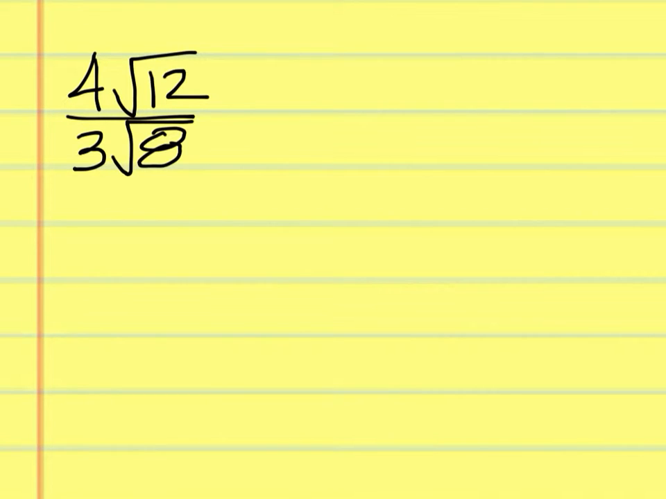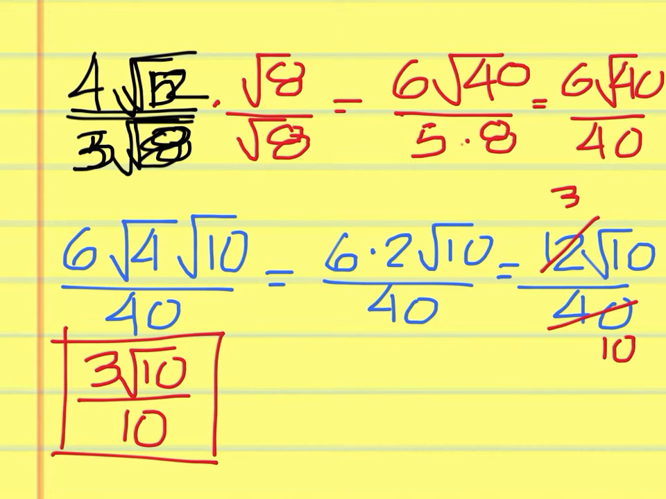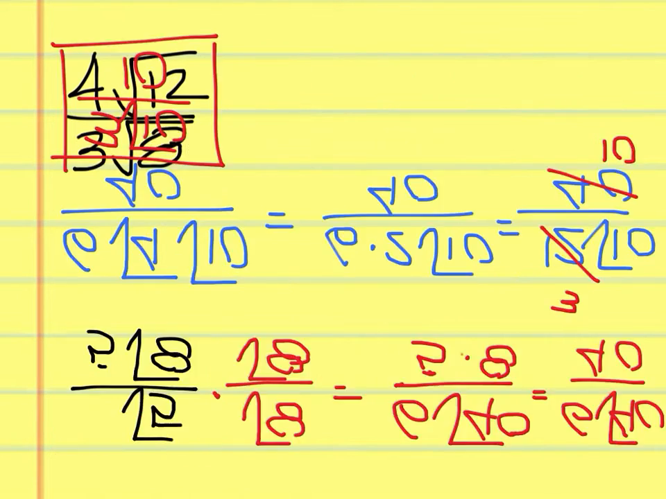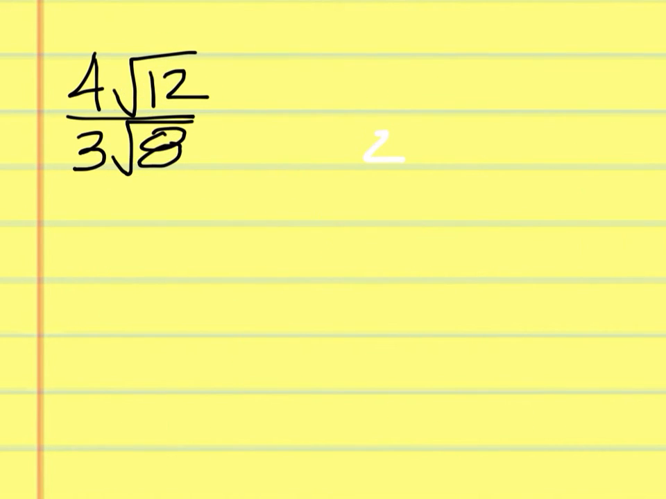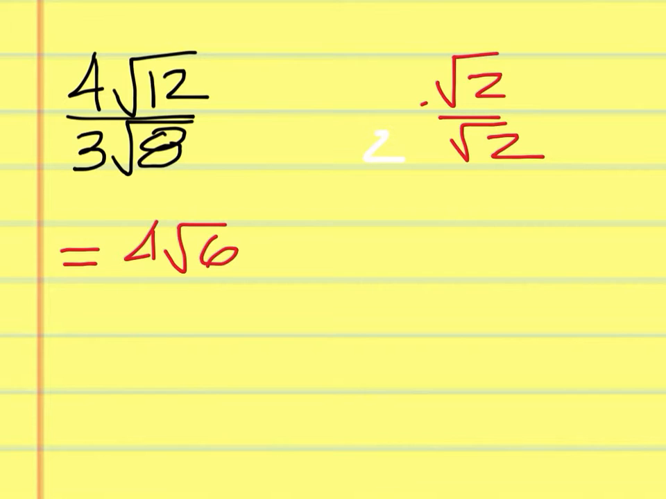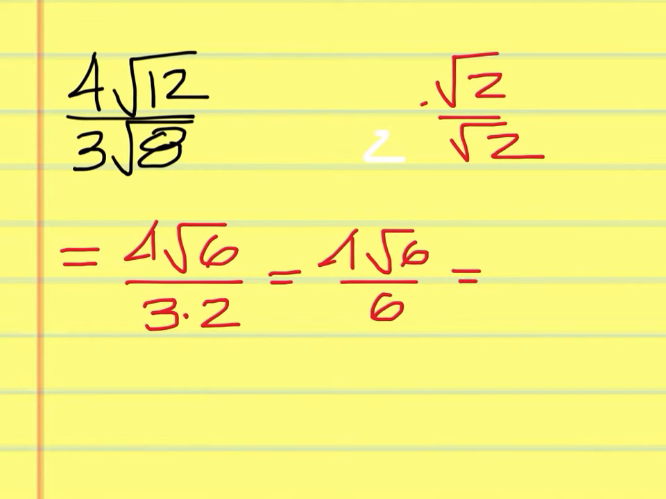We can reduce the radical terms first. You can take a 4 out of both of them and come up with 4 square root of 3 over 3 square root of 2. Multiply the top and the bottom by the square root of 2 to come up with 4 square root of 6 over 3 times 2, which of course is going to be a 6 on the bottom. And simplify the 4 over 6 to get 2 square root of 6 over 3.